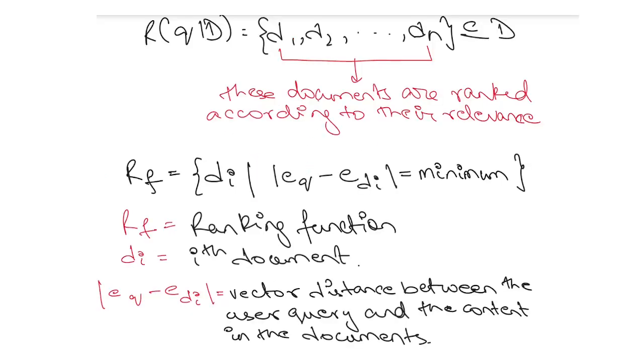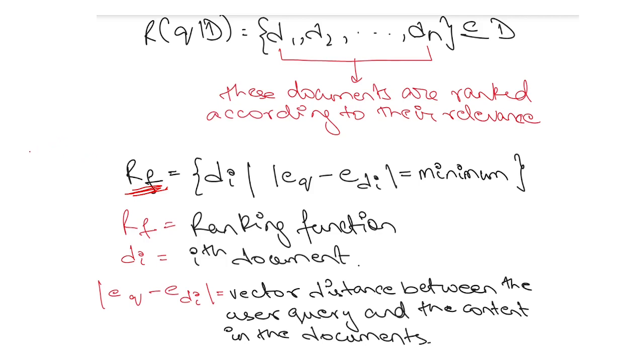All right. Now, let us come to how these documents are ranked according to their relevance to the user query. So these documents are ranked according to something which is called the ranking function, which is defined by the word RF here. So the ranking function ranks all of these documents based on the fact that the first document is going to have minimum vector distance between its content and the user query. So the vector distance between the user query and the content that is contained in these documents is going to be from smallest to biggest.